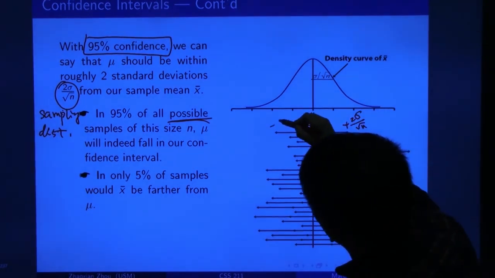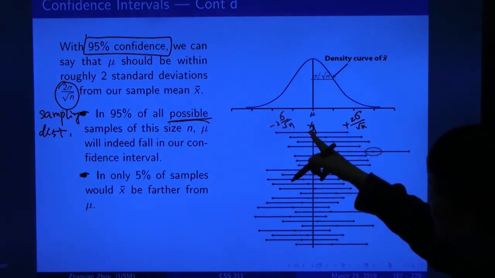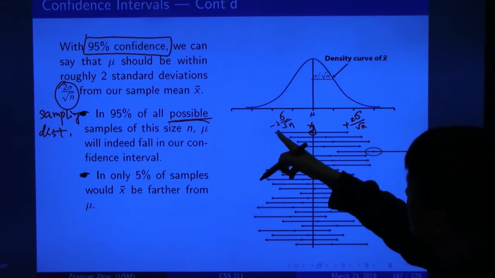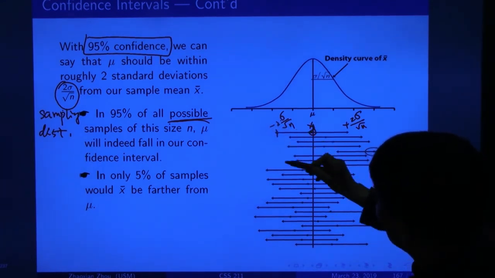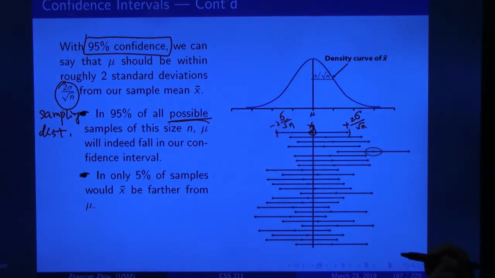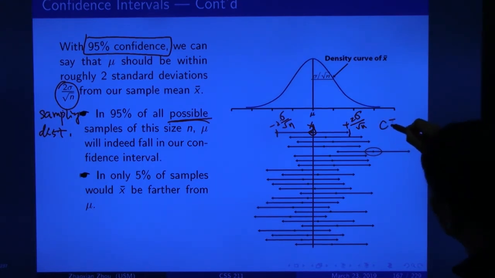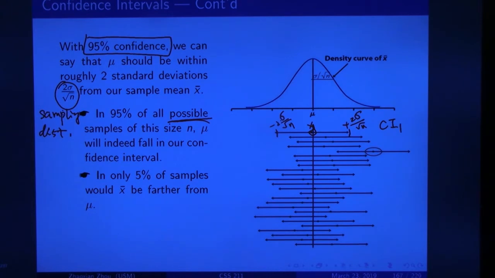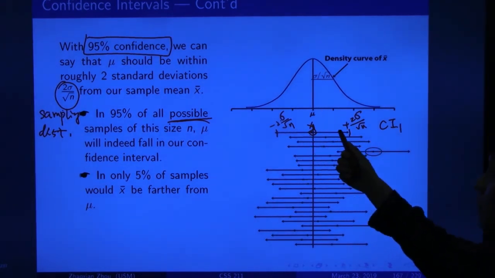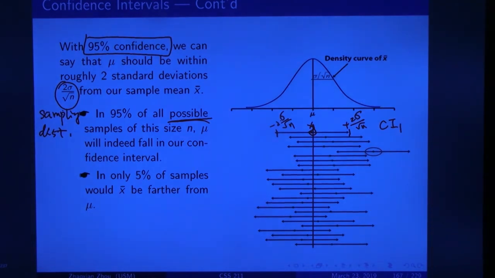This is minus 2 standard deviation over n here. And this one is X1 bar plus minus. So this gives us the confidence interval from the first sample. So this is the confidence interval from the first sample. And if we check the real mu, yes, it indeed contains inside this first interval.